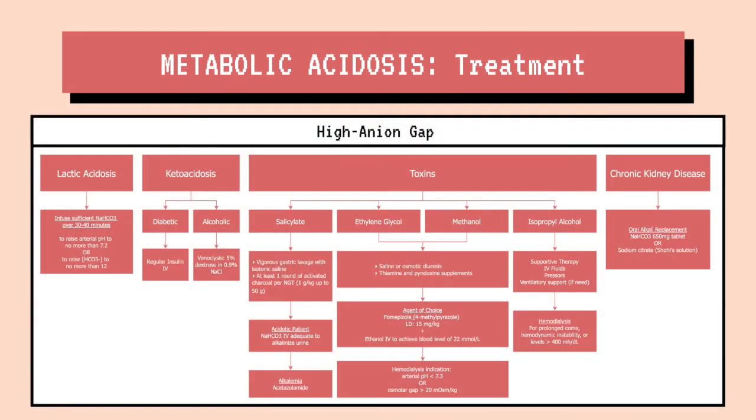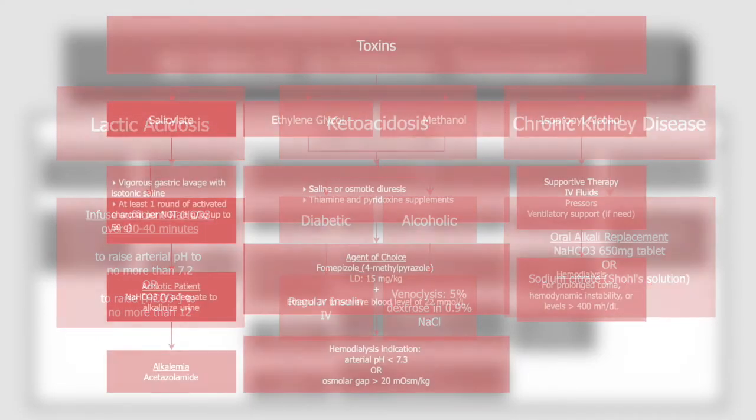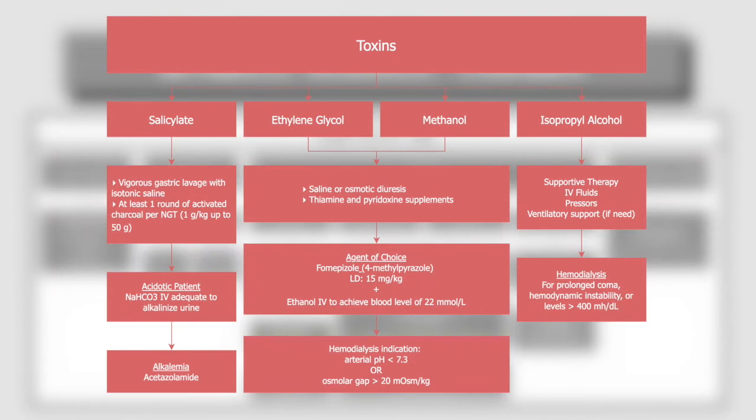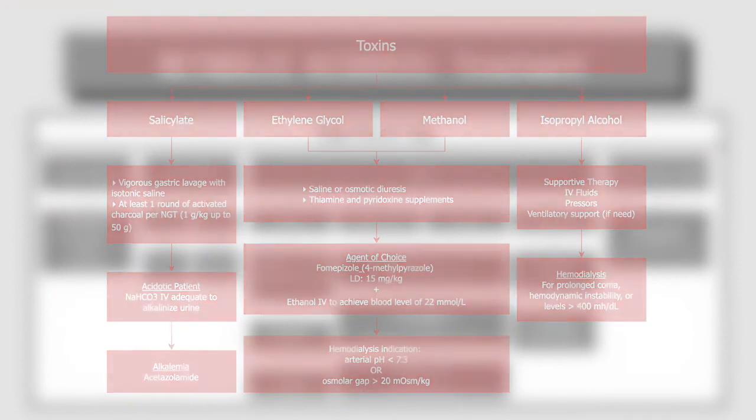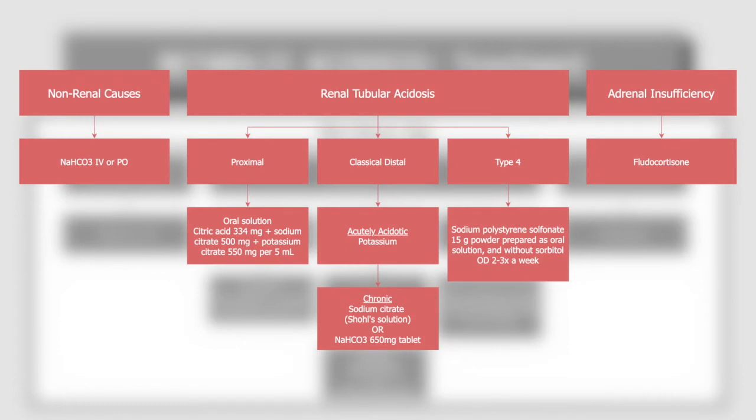This figure summarizes the treatment for high anion gap acidosis, specifically for lactic acidosis, ketoacidosis, toxins, and chronic kidney disease. On the other hand, this figure presents the specific management in non-anion gap acidosis for non-renal causes, the different types of renal tubular acidosis, and adrenal insufficiency.